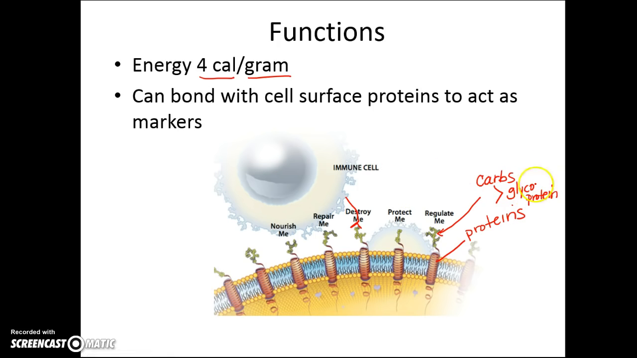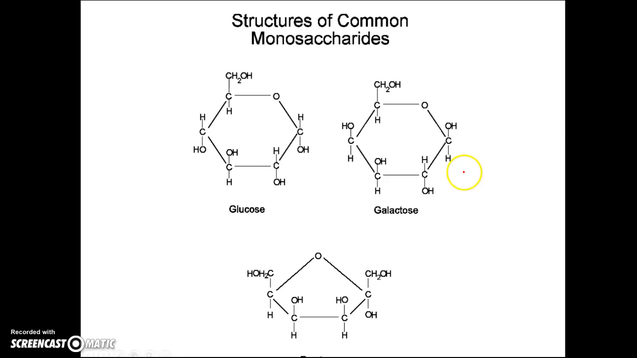All right, so glycoproteins help to mark the cell surface, and it helps for cells to communicate with each other as well. So those are the two major functions of carbohydrates. Okay, so let's look at the structure.